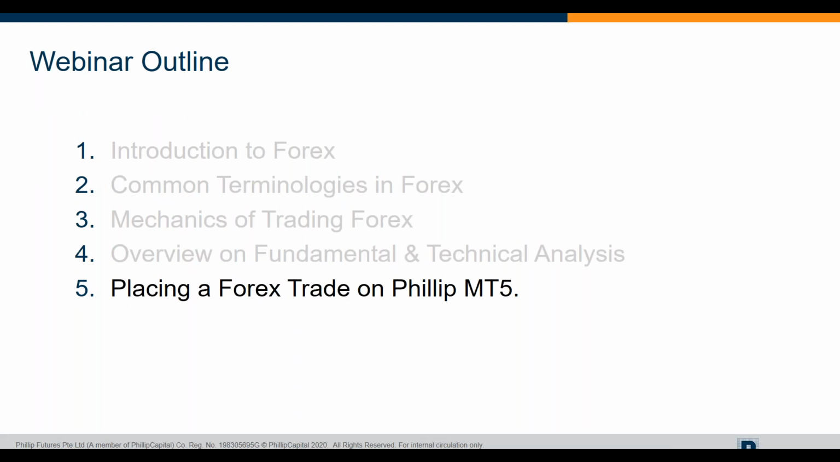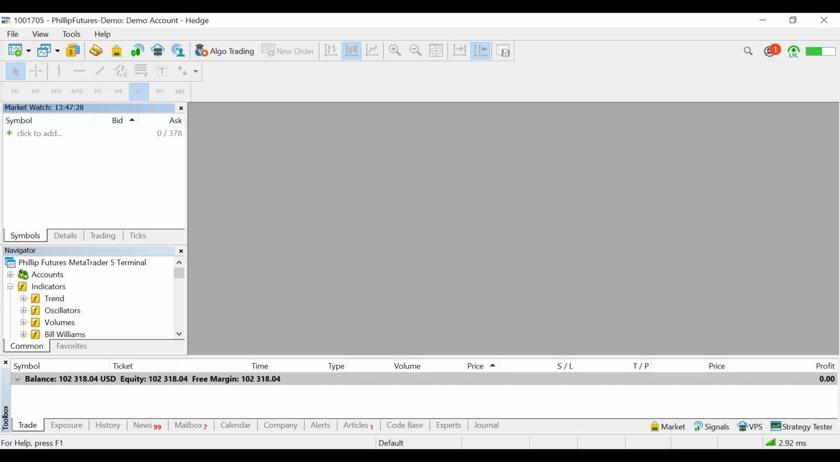So in this last portion, I'll be demonstrating to you how to actually go on a trading platform to place a trade. All right, so what we are seeing here on my screen is a Phillip MetaTrader 5 trading platform. So a brief introduction, it is a multi-asset trading platform where you can trade Forex and CFDs on various asset classes. But for today's purpose, we will be going a bit deeper into Forex.